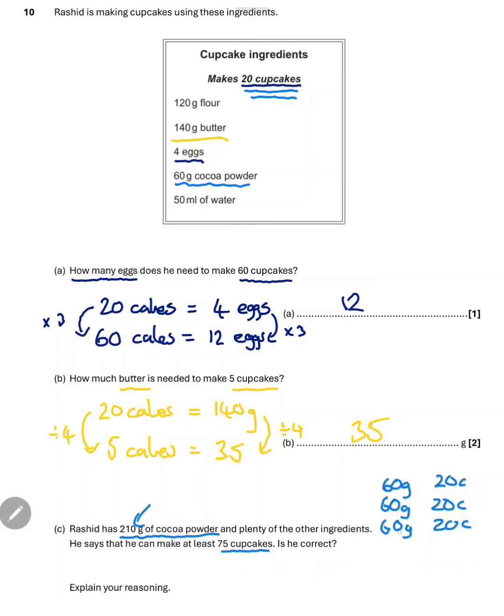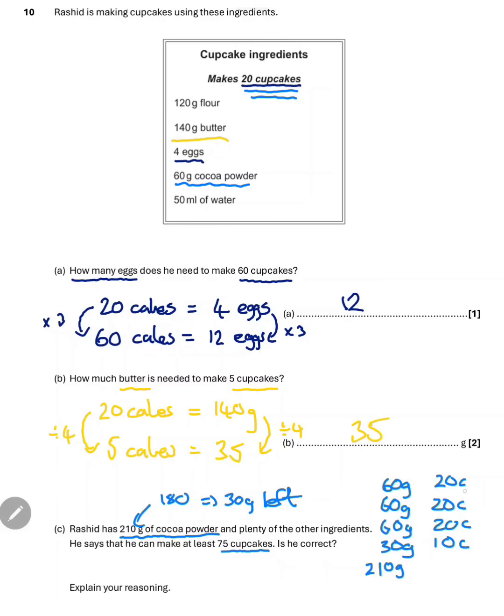60, 120, 180. How much have I got left to get from 180 to the 210? I've got 30 grams left. So I've got another spare 30 grams. And if 60 grams is 20 cakes, then 30 grams must do 10 cakes. I'm just going to double check this again. 60, 120, 180. That's 210 grams.